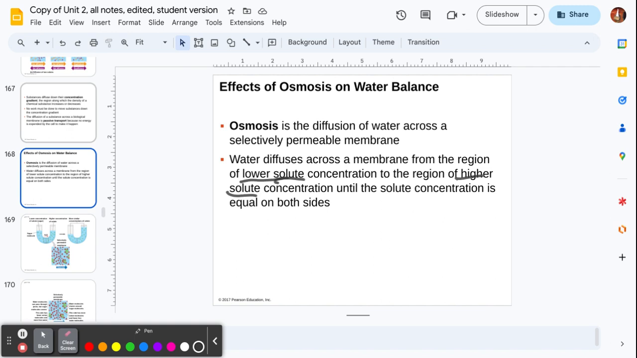And it will try to even itself out, because typically the thing that's dissolved in the water is too big to move. So what will move instead is the water. So the water will move and not the solute.